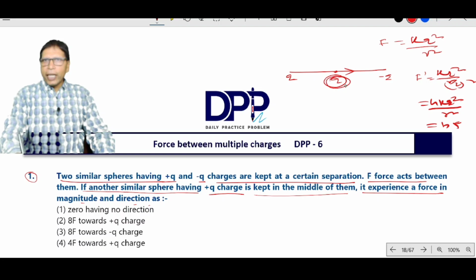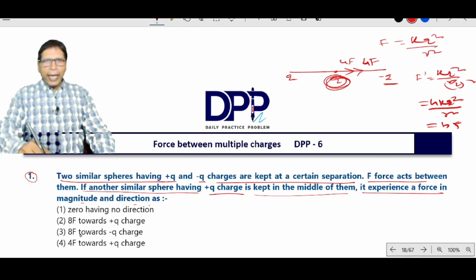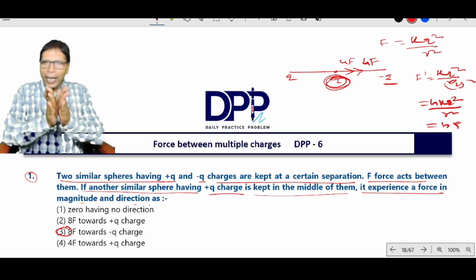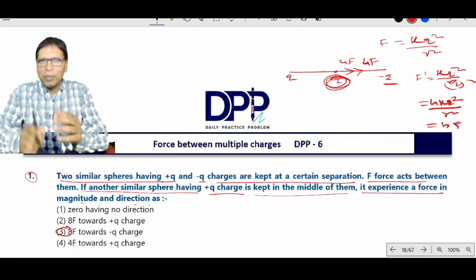Now this charge is also attracted by the minus q charge by the force 4F. So here the force is 4F, and this is also the force 4F. So the net force is 4F plus 4F, that is 8F, directed towards the negative charge.